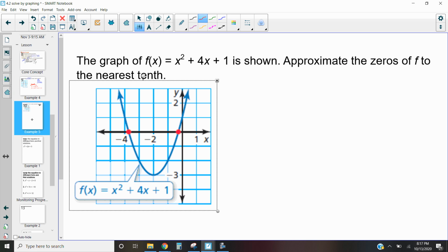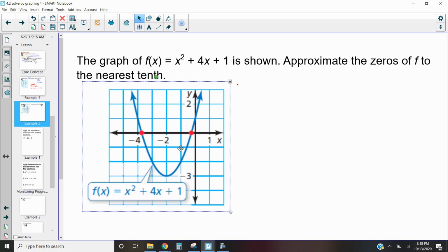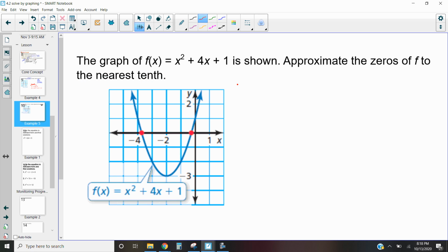Okay, now let's take a look at this next one. Now, sometimes they're going to be pretty. To be honest, most of the time, unfortunately, our graph is not going to be pretty. So in this case, they gave us our x-intercepts, and we want to approximate them. So I'm going to say, okay, these zeros, remember those are our x-intercepts, or the roots, or the solutions. Those zeros are where it crosses our x-axis.